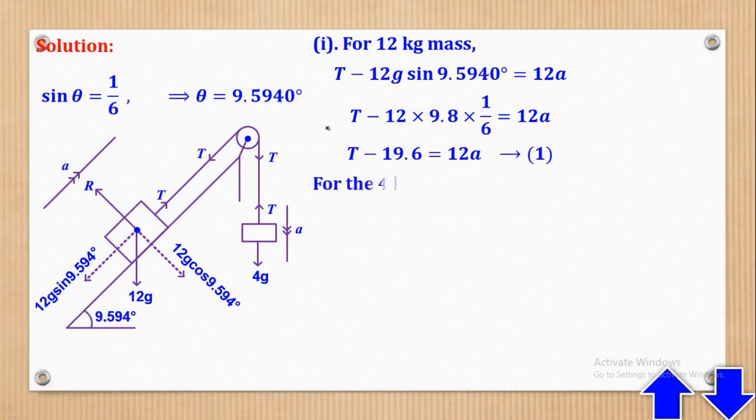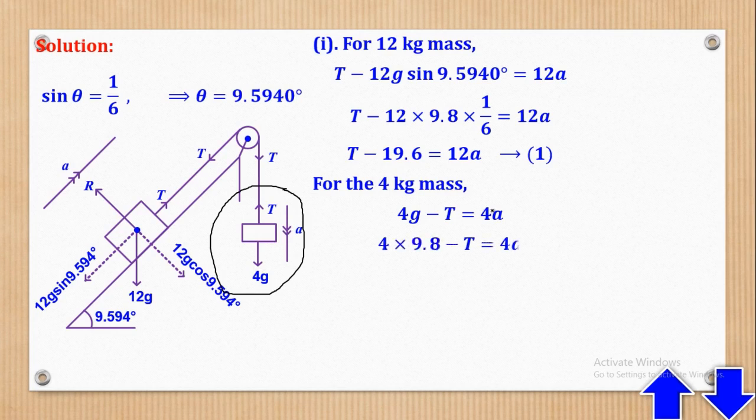So now we shall go to the 4 kilogram mass. So for the 4 kilogram mass, we are interested in this part. Therefore, the resultant force will be 4g minus T equal to 4A. Substitute for g, I'll come up with 39.2 minus T equal to 4A. So that will be equation 2.